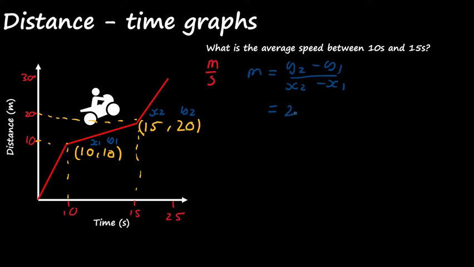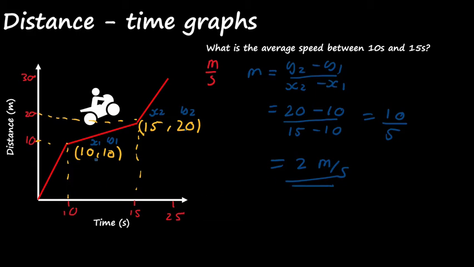So we have 20 minus 10 all over 15 minus 10. So what does that give us? 10 over 5, and that simplifies to 2. And we know we're looking at the speed here, so that's 2 meters per second. You can also see that because the y coordinate has units of meters, and the x coordinate has units of time in seconds. So that's our final answer.